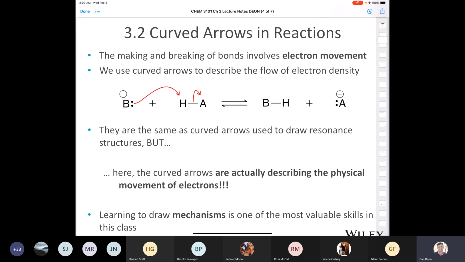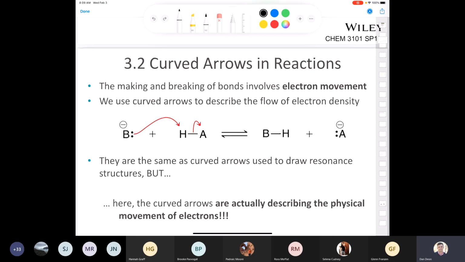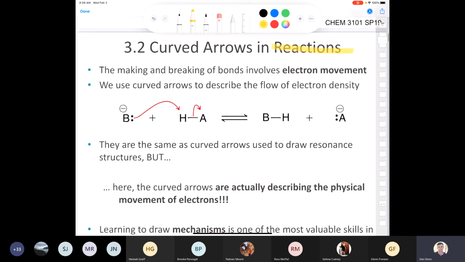Now what we're going to be doing is using curved arrows in reactions. So now we're actually going to be showing the breaking of sigma bonds. And a curved arrow in a reaction shows the making and breaking of bonds, which involves electron movement. So we're showing the movement of electrons when we make and break bonds, okay? We use curved arrows to describe the flow of electron density. So let's take a look at what's going on here.